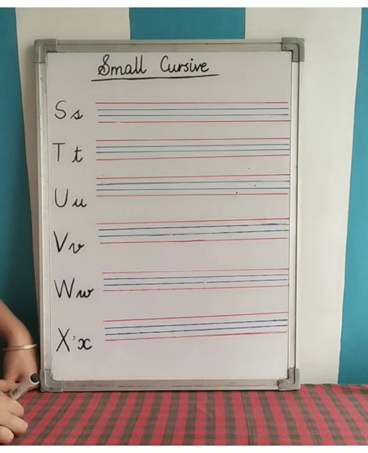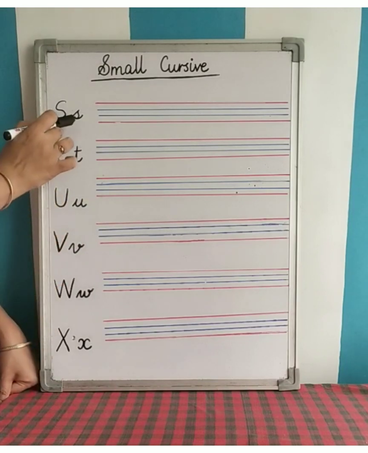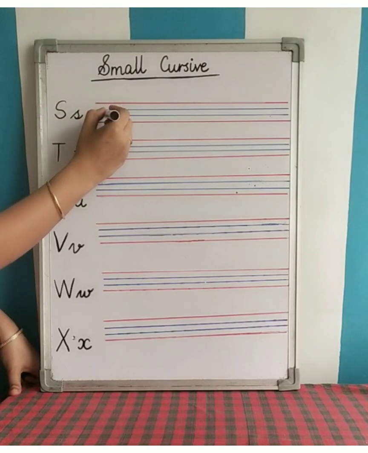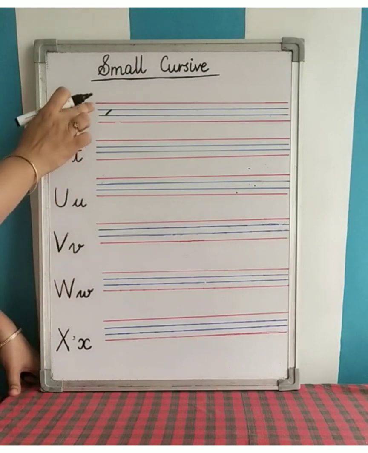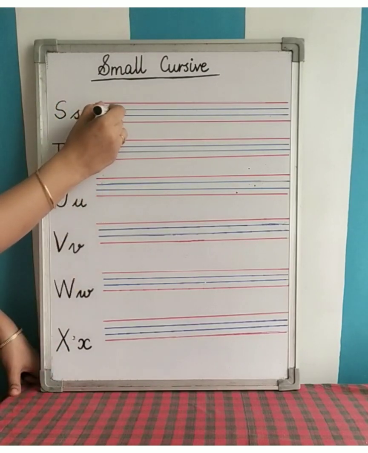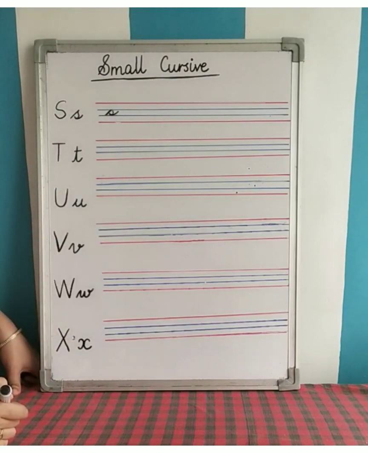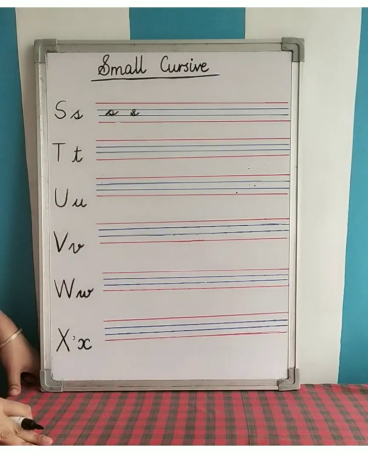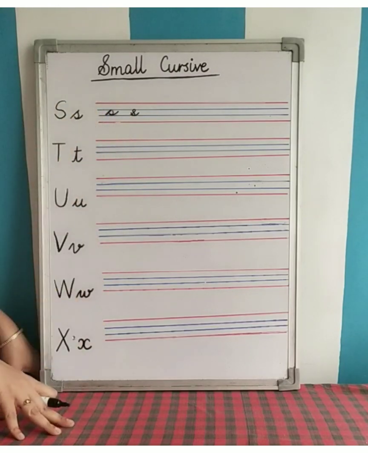We will start with small cursive s. So students, small cursive s is not based on any particular pattern. We will first draw a slanting line like this to make small s, and a curved line and a tail. Simple. We can also make small s like this, but it would be a little difficult for you all. So we will stick to the first one.